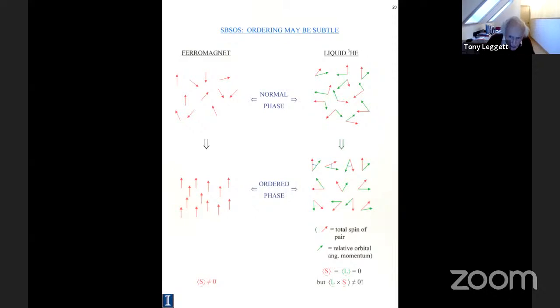In the B phase of helium-3, you have a very peculiar kind of ordering. If the red arrows represent, say, spin, and the green arrows represent the relative orbital angular momentum of a Cooper pair, then you see that in the normal phase, both the red arrows and the green arrows are disordered, and there's no relation between the red and green arrows. In the B phase of helium-3, not the A, but the B phase, you see that the red arrows are completely disordered, the green arrows are completely disordered, but there's always a definite relation between the red and green arrows. And that means that there is a special quantity, namely L cross S, the vector cross product, which is non-zero, despite the fact that S and L themselves are zero here.